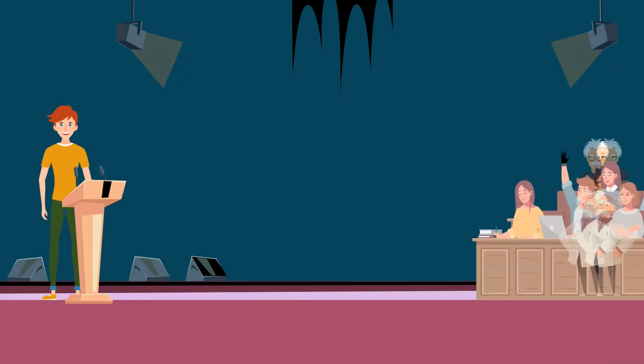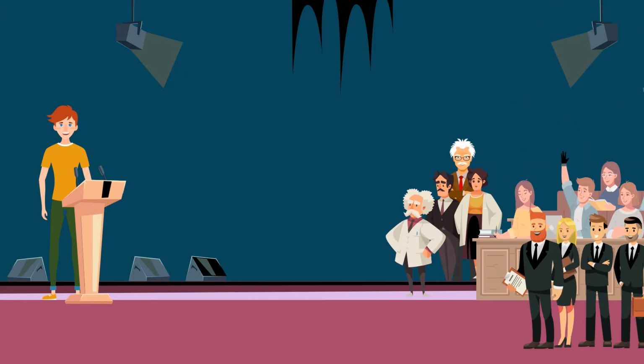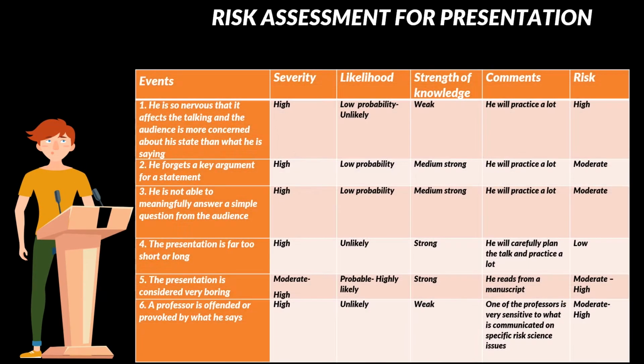Consider the following example. Tommy is a graduate student. His professor has invited him to present a project to his class, professors and his department, and industry professionals. He is honored by the invitation but is nervous. To be prepared, he conducts a risk assessment for the presentation. His findings are shown in this table with the events A-marked, the severity of the events, likelihood judgments, strength of knowledge judgments, and comments and overall risk judgments.